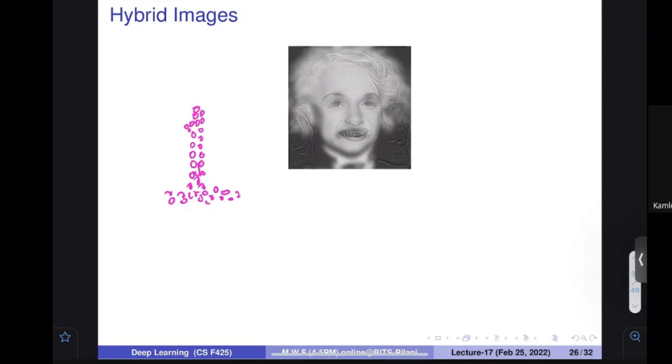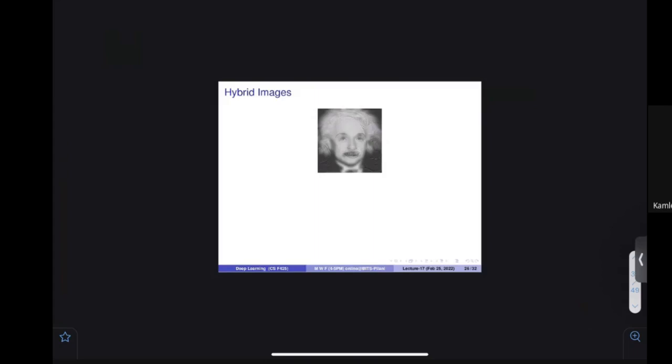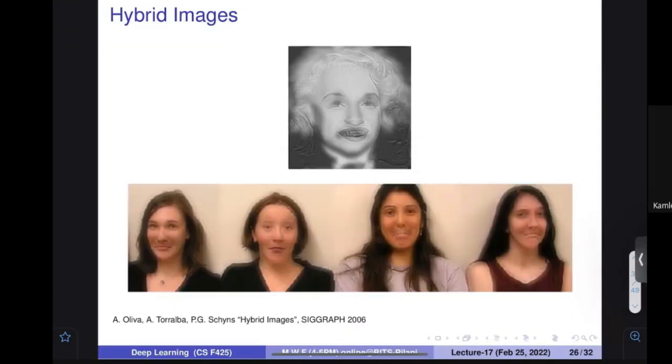This is happening because you are seeing these things on a different scale. That is a very important thing: when you see things from a different scale, you focus on a different aspect of the image. When you see the image from very far, you see the image of Einstein, but when you look from very close, you see a different aspect where Marilyn Monroe is there. The same kind of thing is shown here also, where we have mixed the high frequency component and low frequency component in a single image.